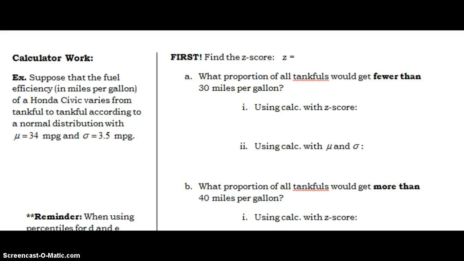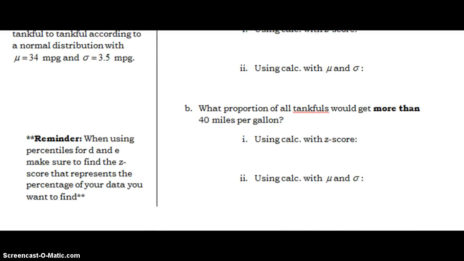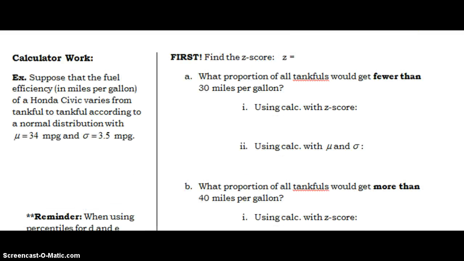Okay, so now we're going to be learning how to use our calculator. There are a couple different ways to find our probability. We can use the calculator with the z-score, or the calculator with mu and sigma. We also can use the z-score chart. We'll be practicing that chart in class, but first, I'm going to show you the calculator.